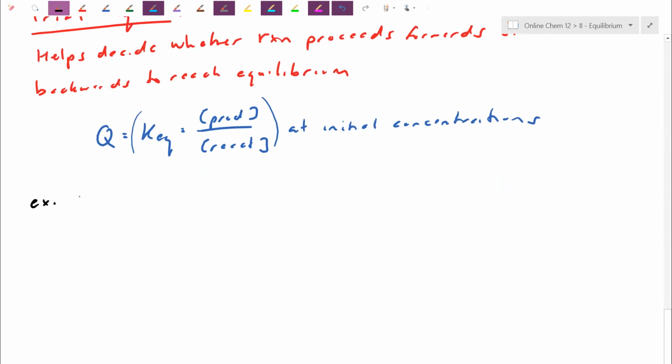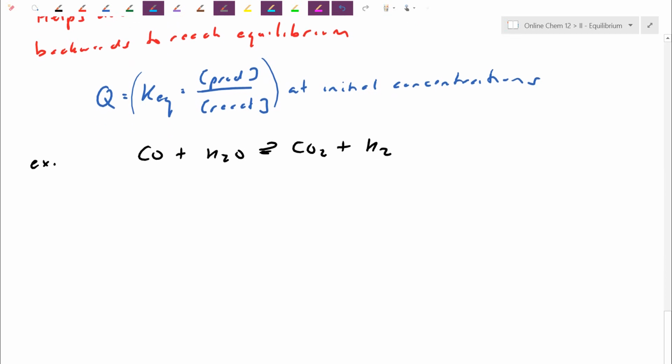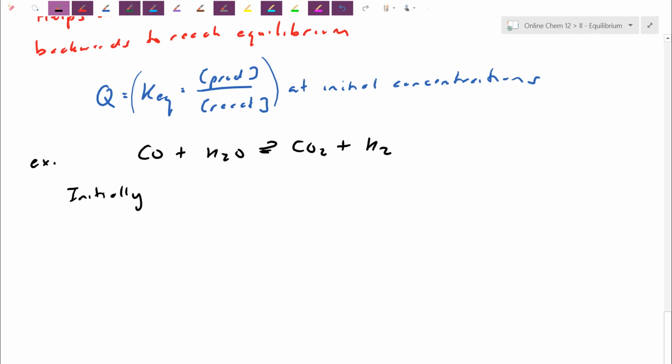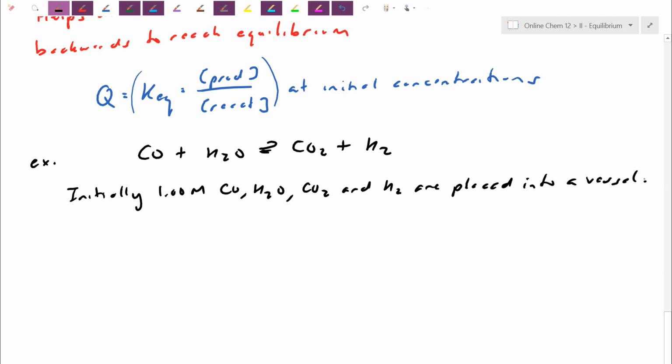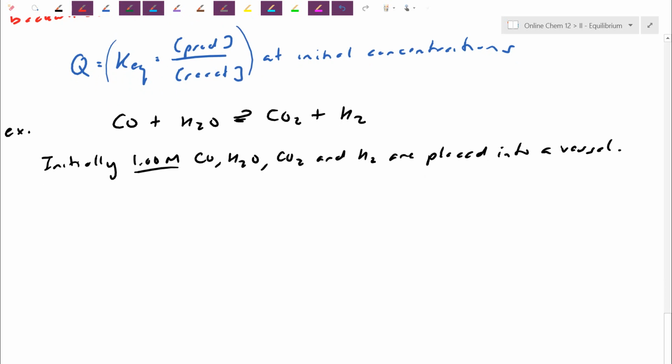So I'm going to give you an equation here. We have CO and H2O, and I think I borrowed this from your textbook again, this becomes CO2 and H2. Initially, 1 molar CO, H2O, CO2, and H2 are placed into a vessel. I've already given you the concentration, so I helped you with that part. You don't need to divide by volume this time.